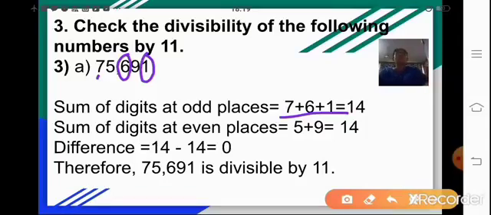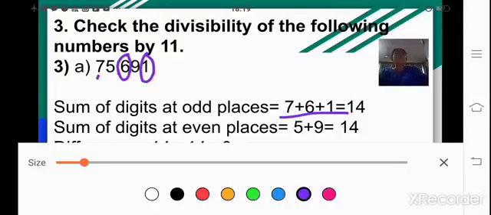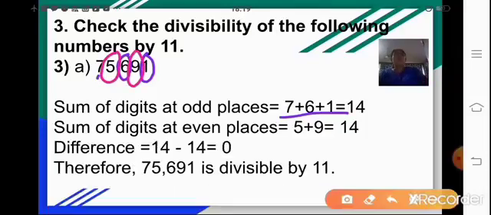The sum of the digits at even places. Now which is the number in the even place? That is the second number 5 and the fourth number, that is 9. So 9 plus 5 is 14. Now what you have to do? You have to find the difference between the sum of the digits at odd places and the sum of the digits at even places. So when you find the difference, 14 minus 14 is equal to 0.